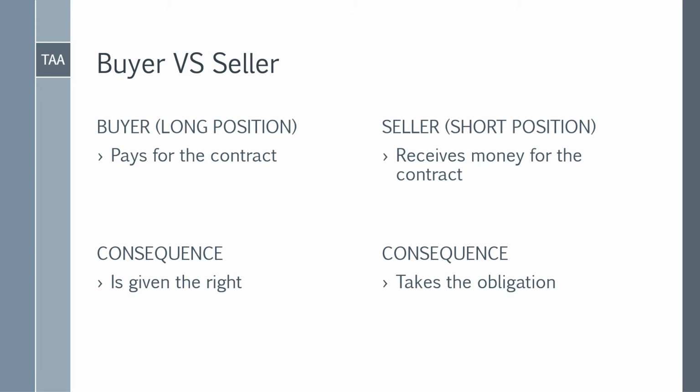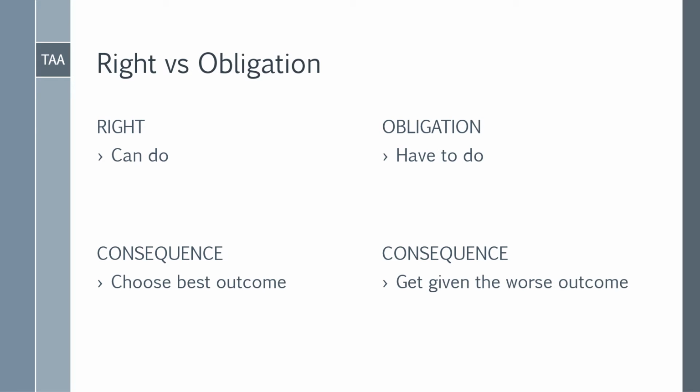So what is right and obligation? As I explained earlier, the right is a choice. So you can do it. And often the consequence of being able to choose is you'll choose the best outcome. Versus if you have an obligation, you have to do it. Therefore, the consequence is you often get given the worst outcome.